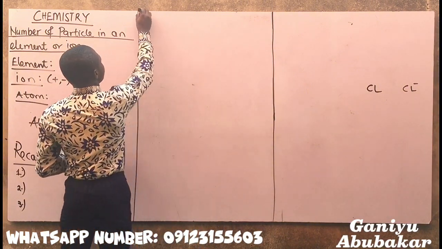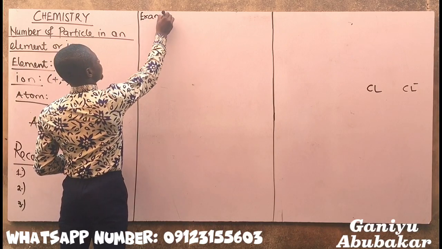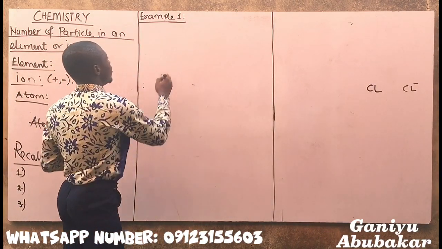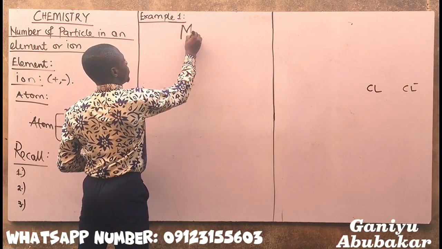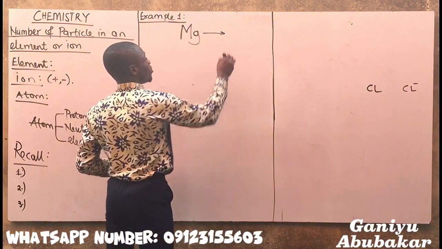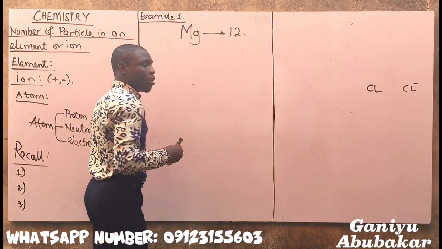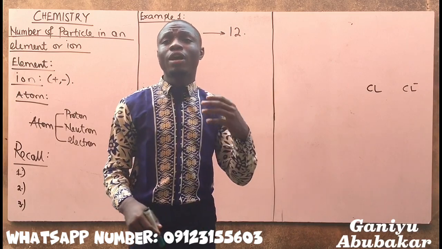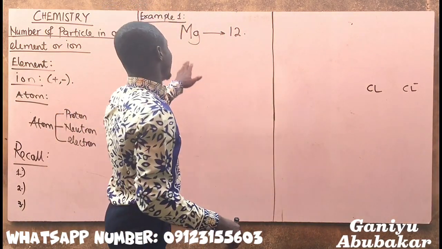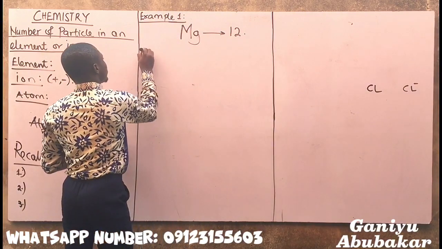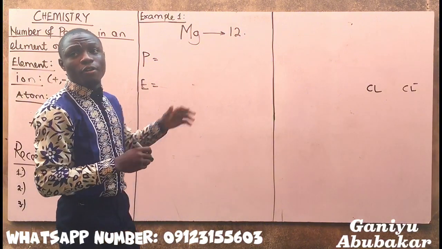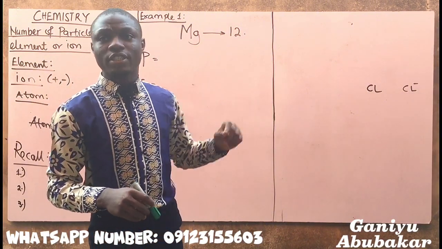Example 1. Let's further explain this concept. If I'm having Mg, magnesium's atomic number is 12. Now, the question says find the total number of protons and electrons in magnesium. What do you do? First, before you can solve this, note the following.